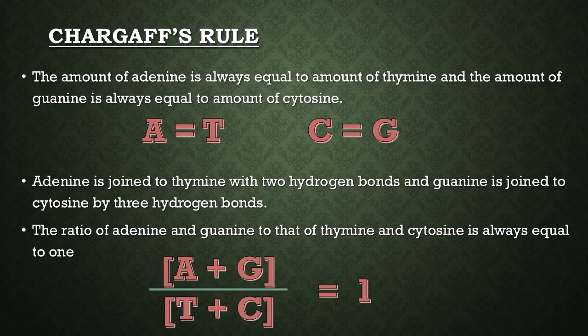For example, for human, A plus T by G plus C is equal to 1.52 and for Escherichia coli bacteria, A plus T by G plus C is equal to 0.97. This indicates that for lower organisms, G plus C is greater than A plus T and for higher organisms, the amount of cytosine and guanine is smaller than adenine and thymine.